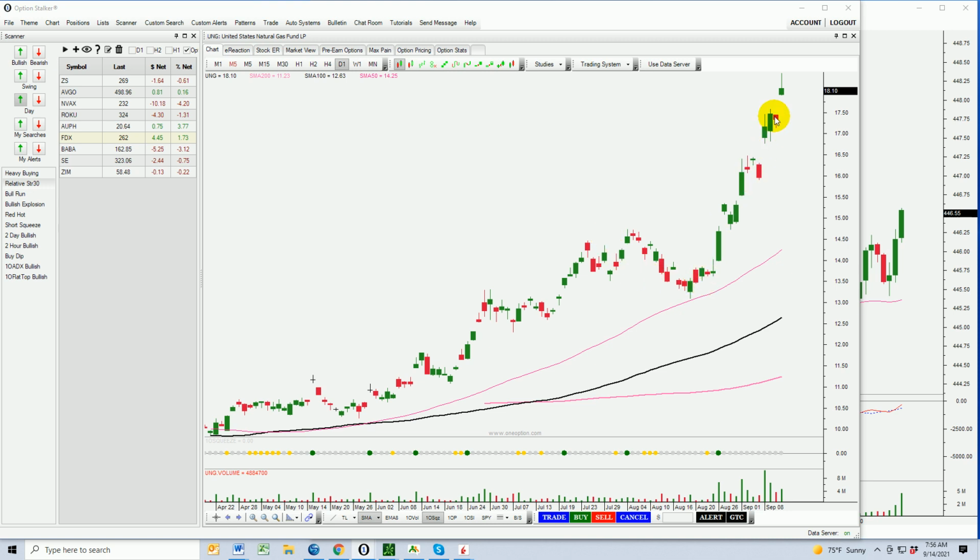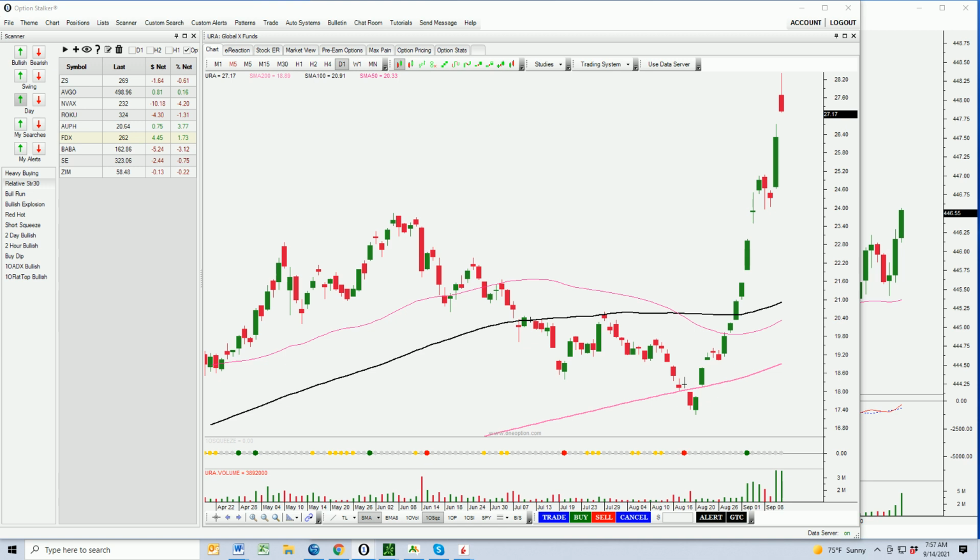UNG. This is an ETF for natural gas. Yes, absolutely screaming. I think that's one that you can watch intraday for weakness. Also, URA, look at that move right in there. This could be getting overextended. You can see how the stock closed on its low of the day. Not too crazy about that one.